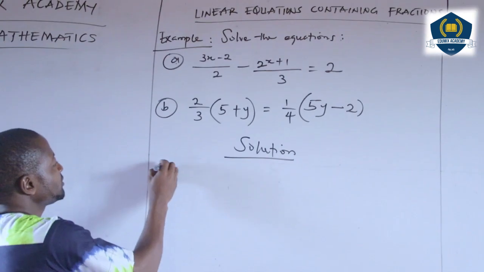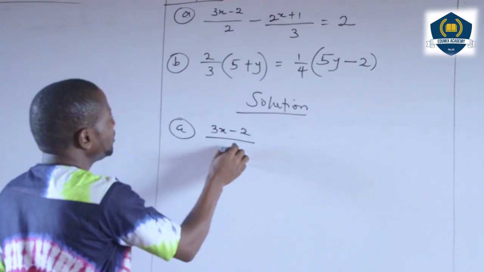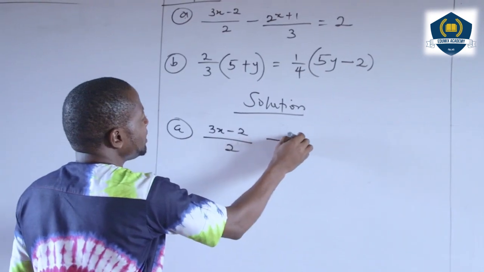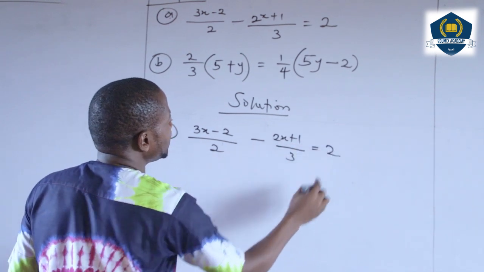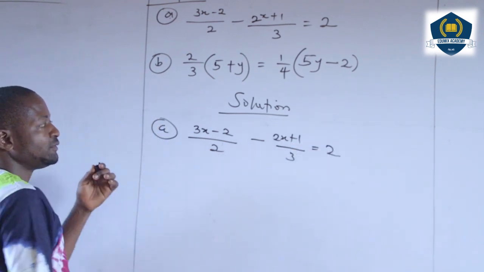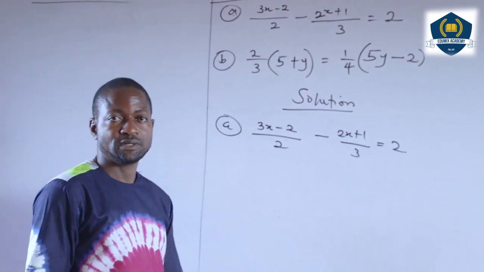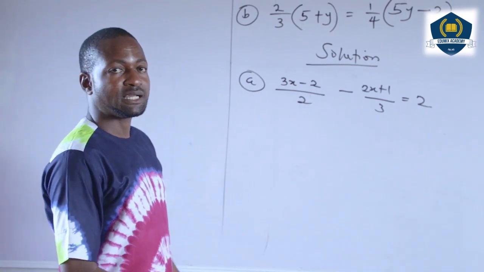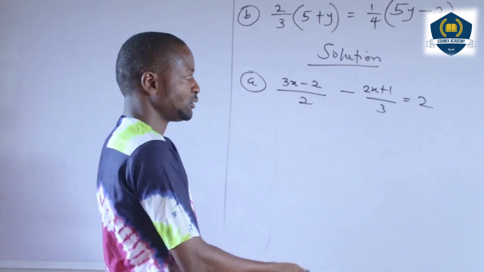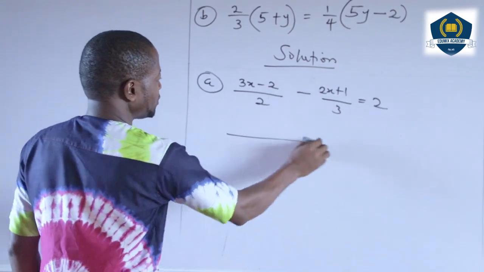Now the first one, you're having 3x minus 2 over 2 minus 2x plus 1 over 3 equals 2, right? So now you're having two fractions on this side. Then the right hand side you're having 2. So the smartest thing to do is you have to find the LCM of the left hand side. So LCM of 2 and 3 automatically, because 3 is a prime number, 2 times 3, then LCM is 6. So you put 6 here.